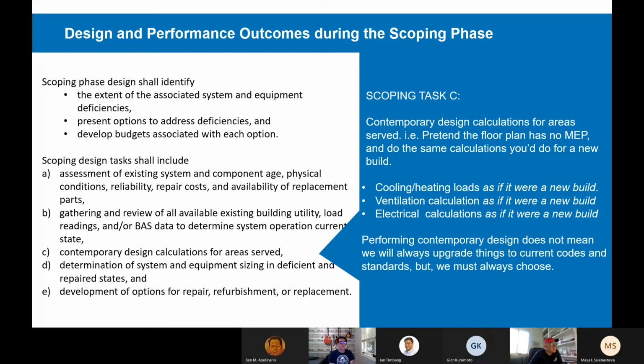It may be that 75% or 80% of those are correct, but we're not going to assume that. We're going to validate that. So in this task, we look at the architectural floor plan as if it was a new building and do a set of cooling load calculations, heating load calculations, electrical load calculations, ventilation calculations, as if it were a new building. That's what we mean by a contemporary design calculation. If this building did not have a mechanical system, what would your calculations be today?